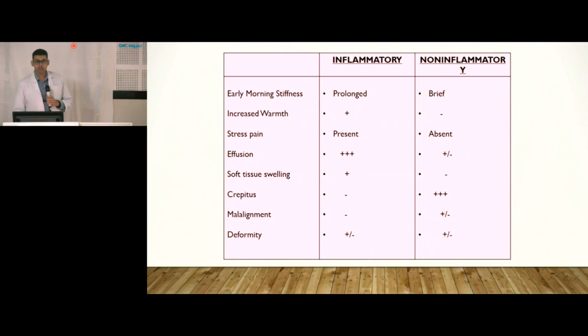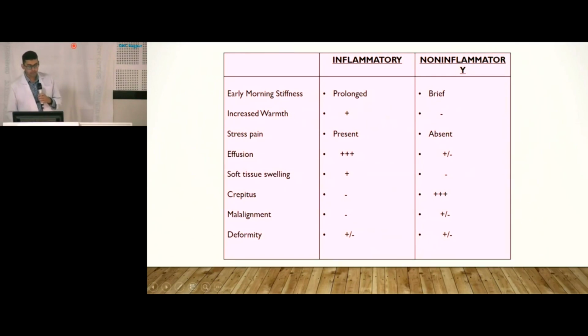Increased warmth, because it's inflammatory, therefore there would be much more erythema as well. Stress pain is present in inflammatory while it is absent in non-inflammatory. Joint effusion, because it is a pathology starting from inside the joint capsule, so there would be effusion. It may or may not be present in patients with non-inflammatory arthritis, especially osteoarthritis. In osteoarthritis also the knee joint appears to be swollen, but the swelling is actually not because of effusion. It would be because of the hypertrophy of the synovium and the structures present inside the joint.